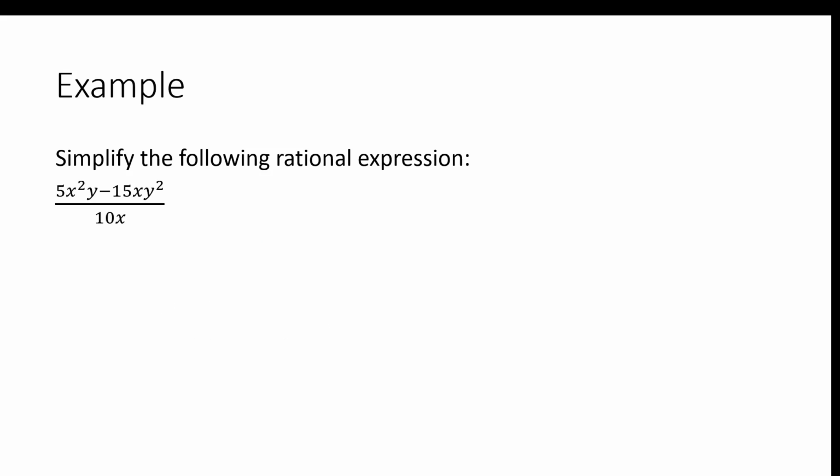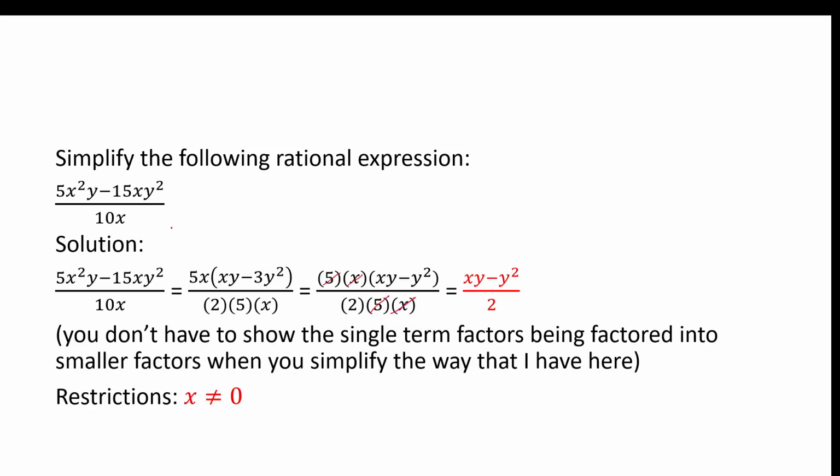Okay. So what if we have the expression shown? Well, we recognize an opportunity to factor out 5x from the numerator. And that's the same as saying 5 times x. And then we still have the binomial remaining. In the denominator, 10x can be thought of as 2 times 5 times x. And this lets us cross out the factor of 5 in both numerator and denominator, as well as the factor of x in both numerator and denominator, leaving us with simply xy minus y squared over 2.